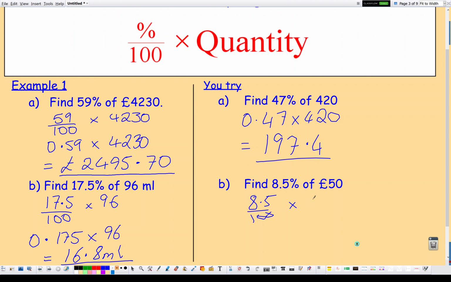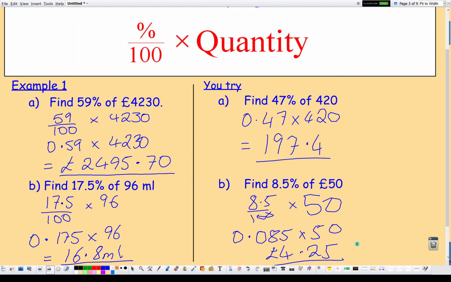So 8.5 divided by 100 gives me 0.085, times 50, which does give me an answer of, in this case it's money, £4.25. Okay, I think that's fine. Seems straightforward enough for that.